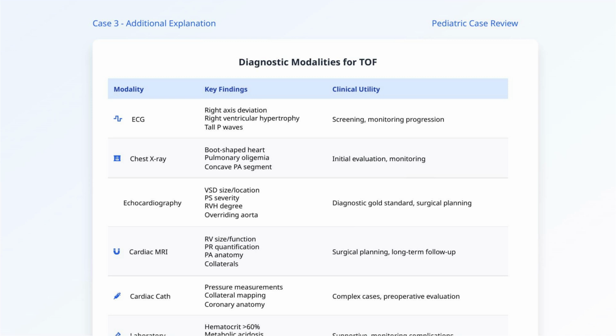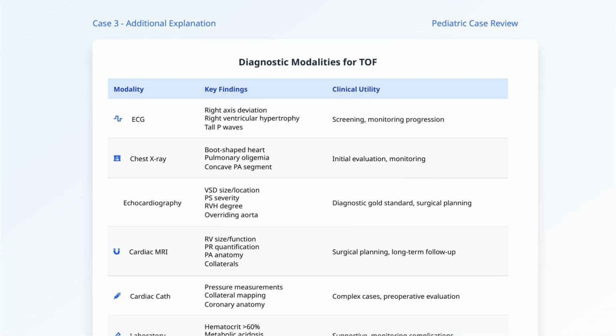ECG typically shows right axis deviation, right ventricular hypertrophy, and tall P waves reflecting right atrial enlargement. Chest X-ray demonstrates the classic boot-shaped heart with decreased pulmonary vascular markings. Echocardiography is the diagnostic gold standard, visualizing all four components and measuring pressure gradients across the pulmonary outflow tract. Cardiac MRI provides detailed anatomical information useful for surgical planning, particularly regarding pulmonary artery anatomy and aortopulmonary collaterals.